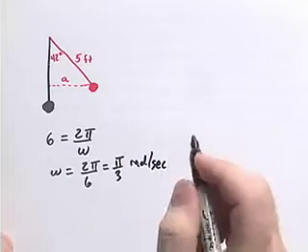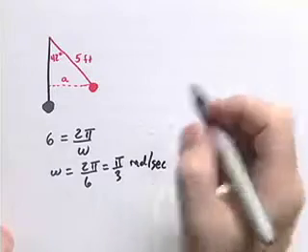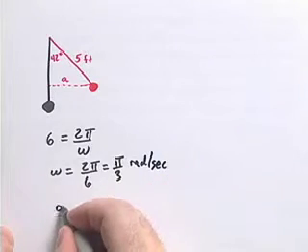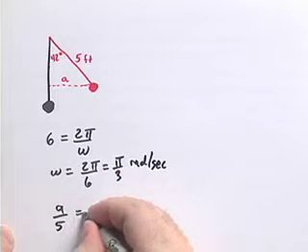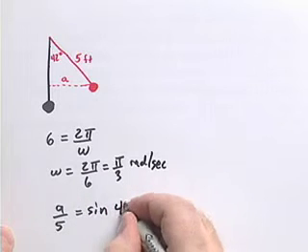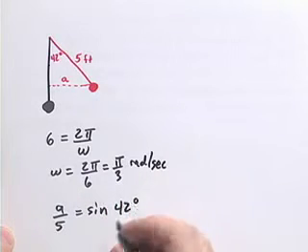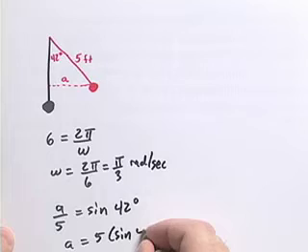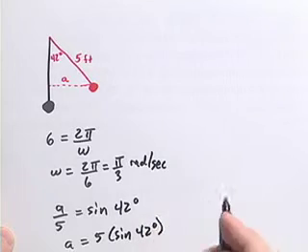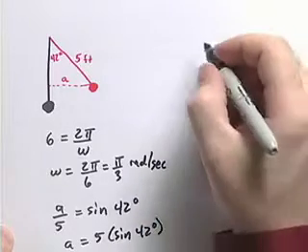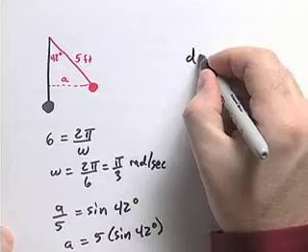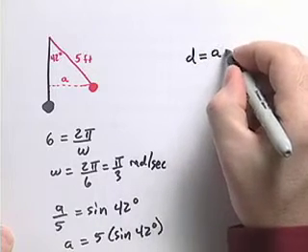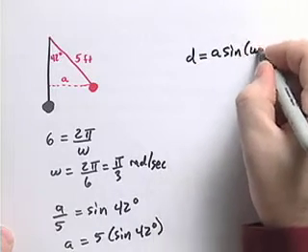From this diagram, we'll see that A divided by 5 is equal to the sine of 42 degrees. If we solve that for A, we'll find that A is equal to 5 times the sine of 42 degrees. Therefore, we go back to our model. Remember we said that our equation would be d is equal to A times the sine of omega t.